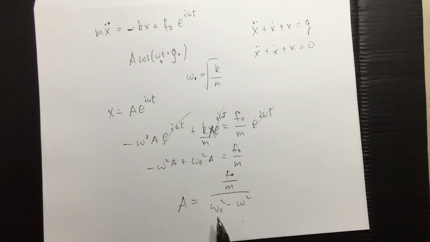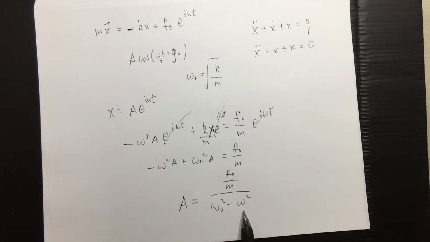But my question is, what if omega 0 gets put another way? This is the frequency of the outside force, right? If the outside force gets close to omega 0, what happens?